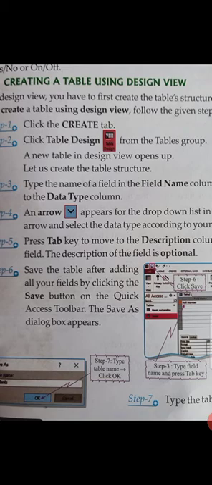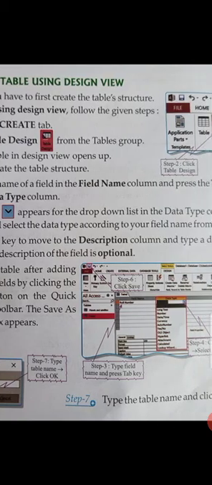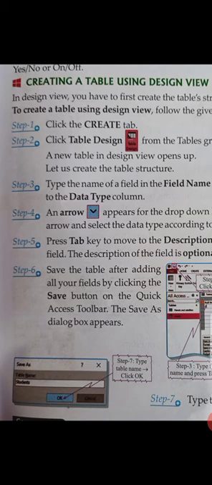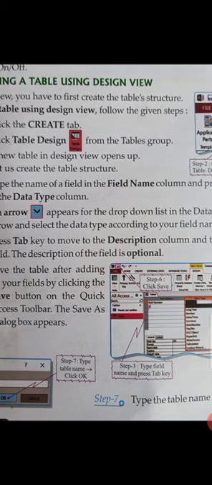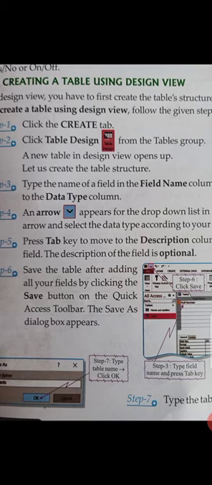You want a student, you want roll number, and the Data Type column. You need to give them a data type also. An arrow appears as a drop down list in the Data Type column, and select the data type according to our field name. Whenever we click on the data type, it will show the data type list. Then we select from this.